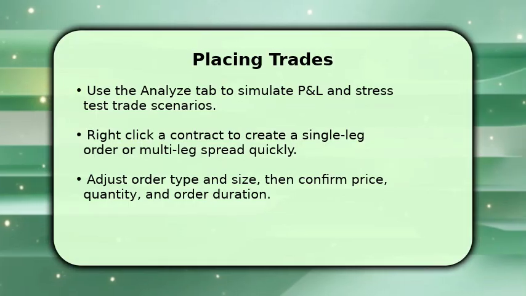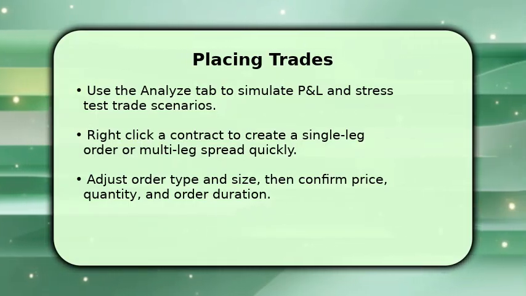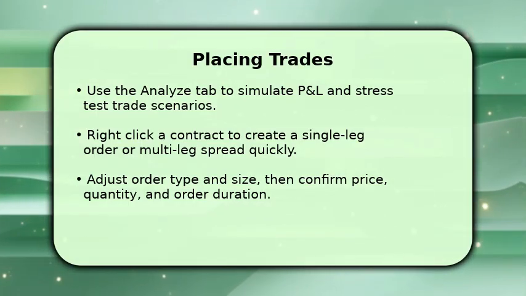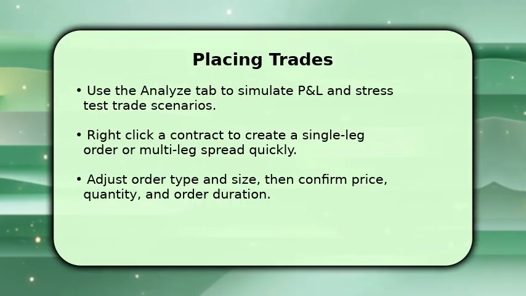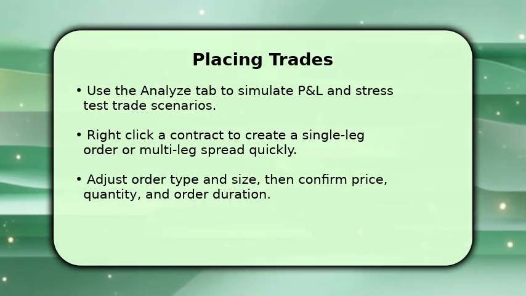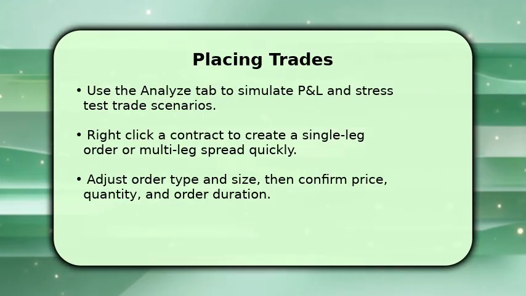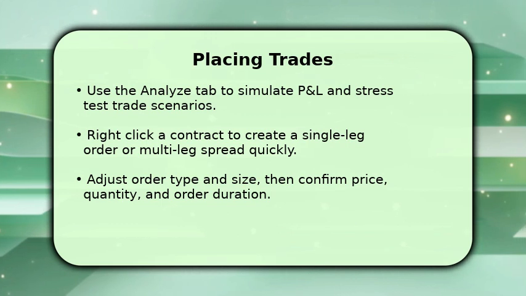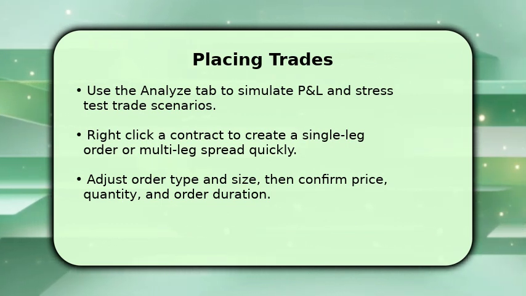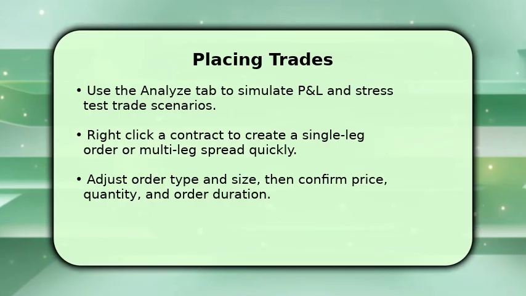Build your order from the contract row, choosing buy or sell and single or multi-leg setups. Use the Analyze tab to preview profit and loss across price moves and expiration dates to see break-evens. Select limit orders to control fills and set duration for day or GTC. Always review margin requirements and ensure risk fits your plan before sending the order to the market.